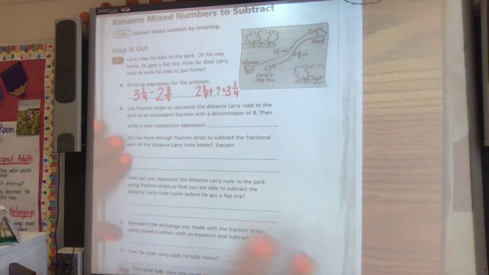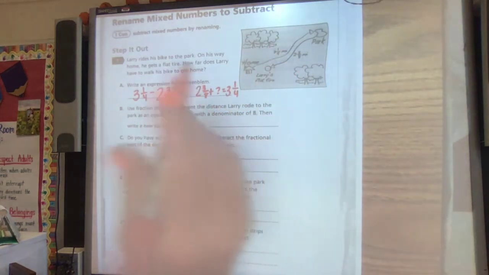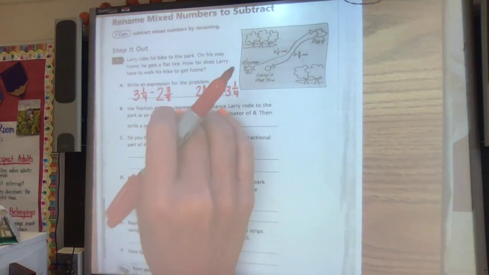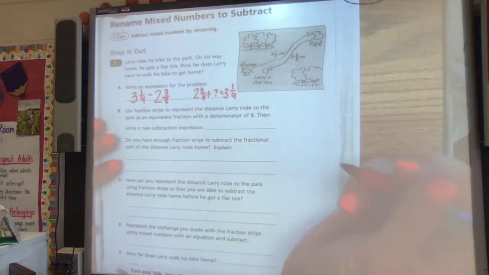Okay. It says use fraction strips to represent the distance Larry rode to the park as an equivalent fraction with a denominator of 8. Then write a new subtraction expression. So in this case, they told you what denominator to use. Totally welcome to use your fraction strips if you want to. We've been using them for a little while, so probably we've got this.